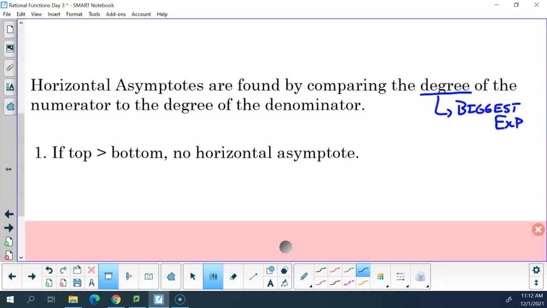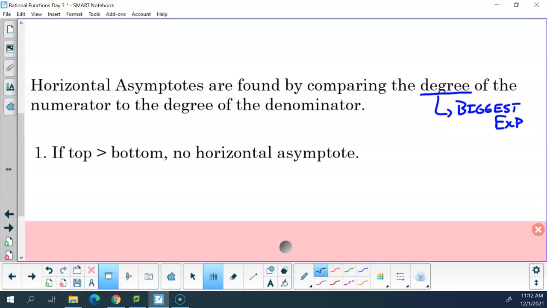Okay? So if you're comparing two numbers, you've got three choices. Either the first one's going to be bigger, the second one's going to be bigger, or they're going to be the same. Okay? One of them is going to be bigger, or they're going to be the same. Okay? So if the top degree, and only degree now, if the top degree is bigger than the bottom degree, then there's no horizontal asymptote.